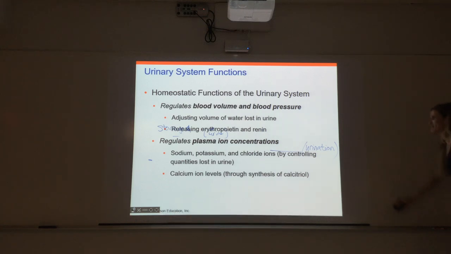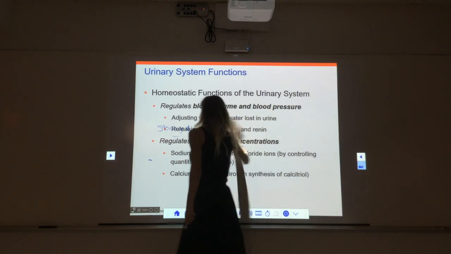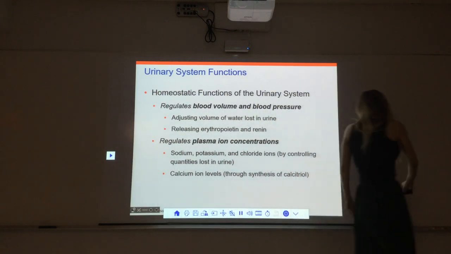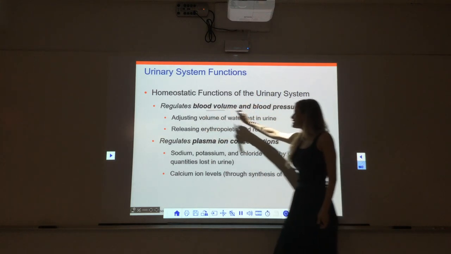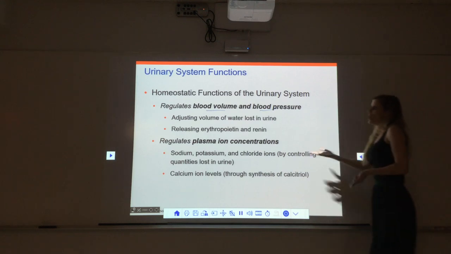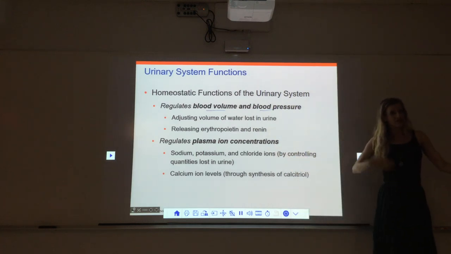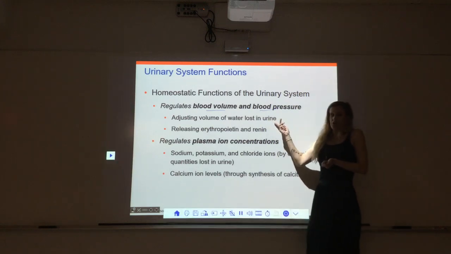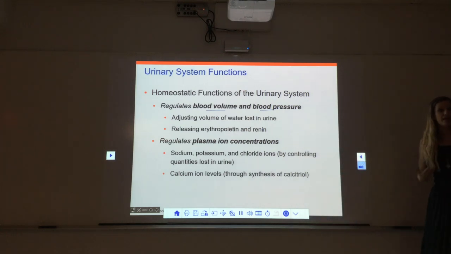And it includes the regulation of lots of different compounds. So we'll spend a little bit of time talking about it. So, kind of the most obvious here is that the urinary system is important in regulating blood volume and blood pressure. Okay, and this is in a couple different ways. We filter fluid out of the blood and put it into the urine. Right, so if we filter more fluid out of the blood, we're gonna decrease blood volume. If we filter less fluid out of the blood, we're not gonna decrease blood volume, right? We're gonna maintain blood volume.